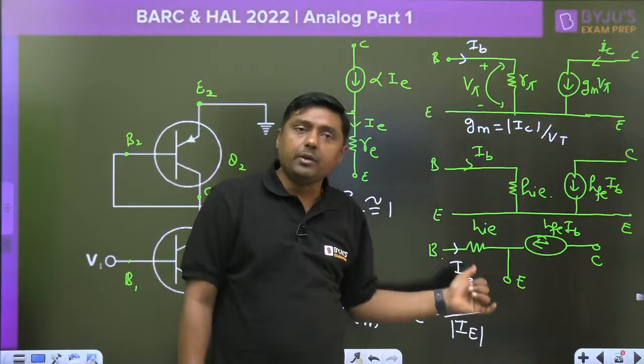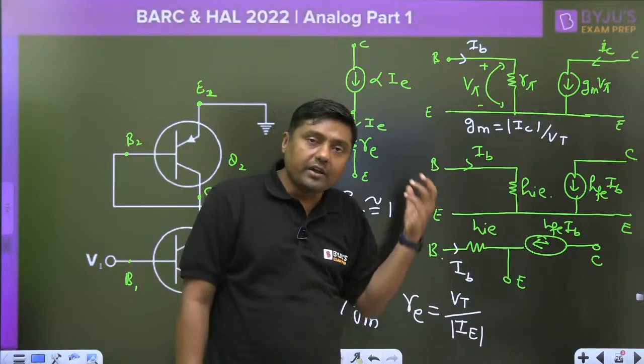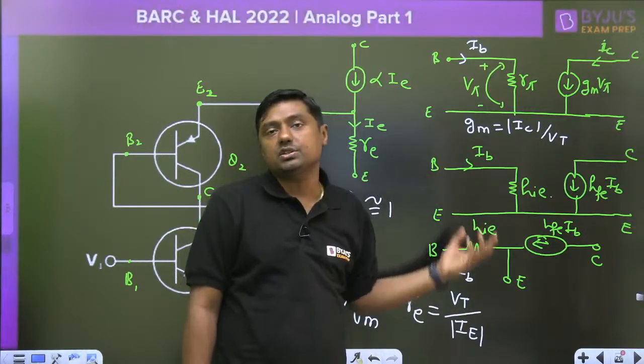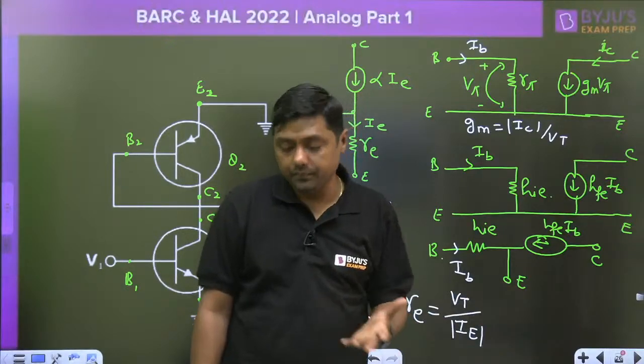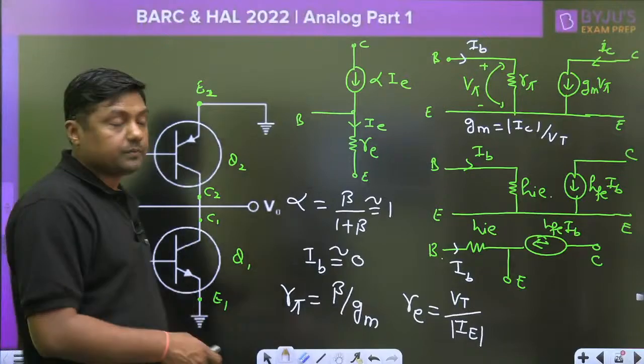But in case of the hybrid model, everything is given by the manufacturer. We are not able to find the exact value according to the temperature and the real condition of DC biasing. That is why this model is not so accurate. Okay. Next one.